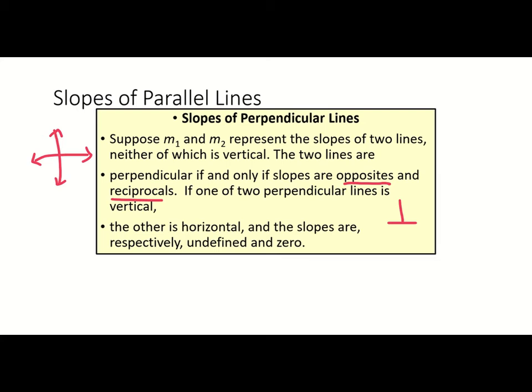So let's say the slope of one of my lines is 3. If my lines are perpendicular, the perpendicular slope would be the opposite of 3, so negative 3, and the reciprocal of 3, so it would end up being negative 1/3. So again, slopes for perpendicular lines are opposites and reciprocals. You have to have both.